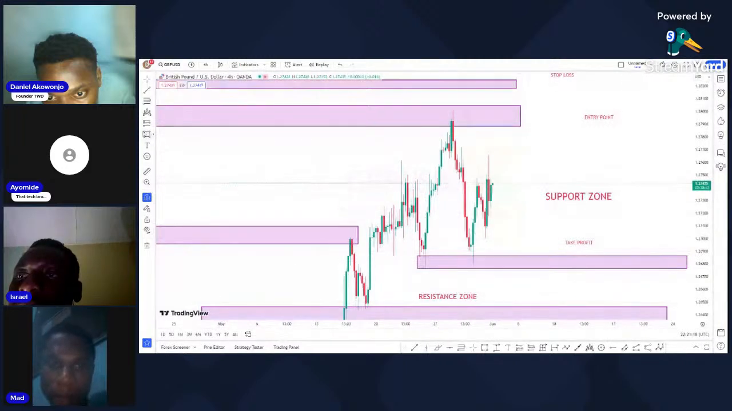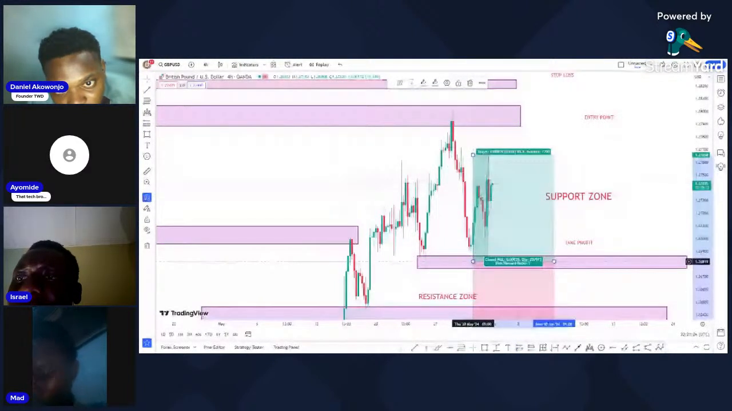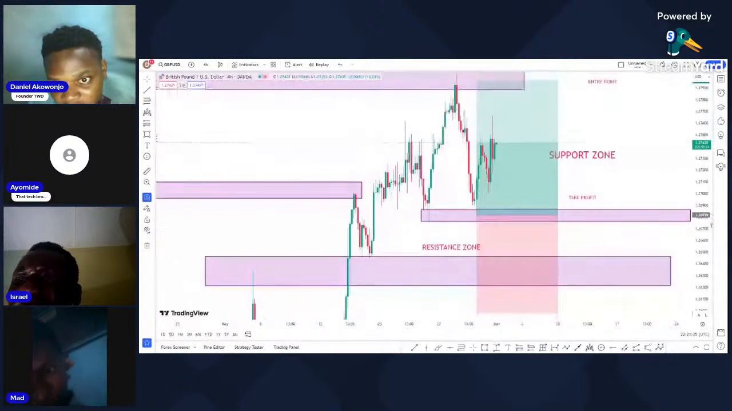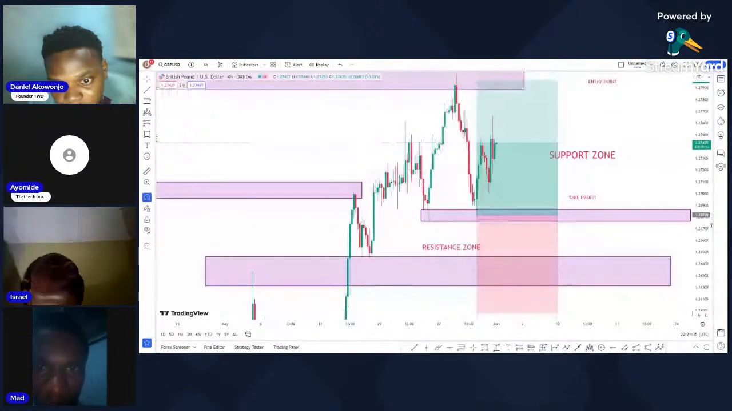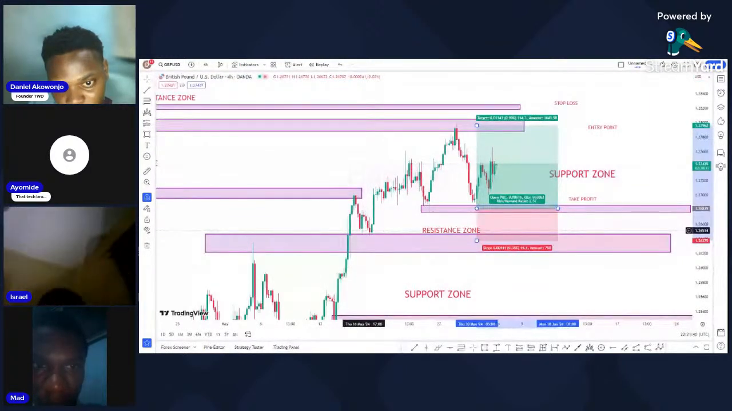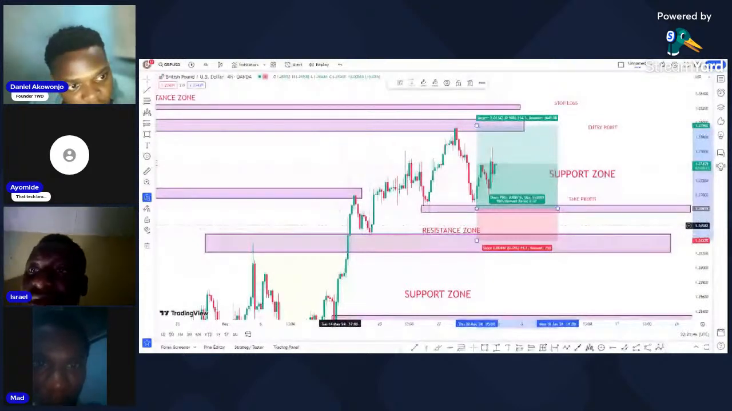My next move is to go long. For sell, we go short. For buy, we go long. I hope I'm making sense. So now I want to set my stop loss below the recent support zone. This is the support zone here. You see this? This is the support zone here.